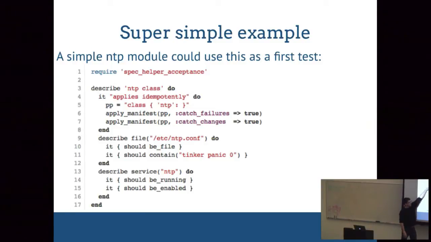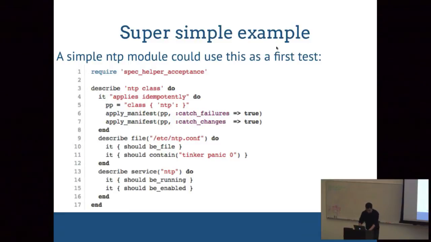So we apply it once with catch failures, apply it again with catch changes. So no failures, and then second with no changes. And then we're using serverspec to say that /etc/ntp.conf should have tinker panic zero, which is good for VMs, because when they suspend and they come back and their clocks are skewed, they don't kernel panic. Then we say service NTP should be running and should be enabled. This is a legitimate test. Make sure your module works.